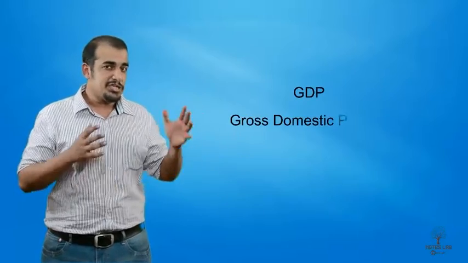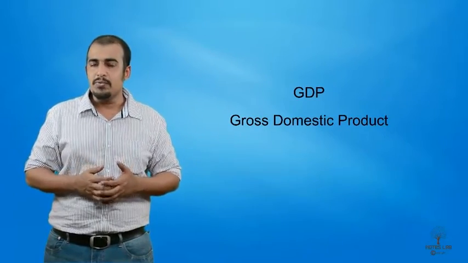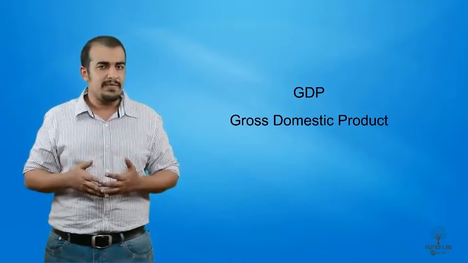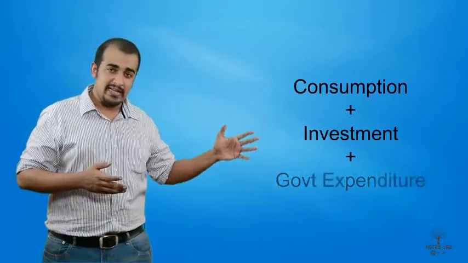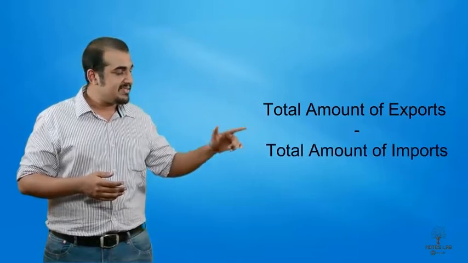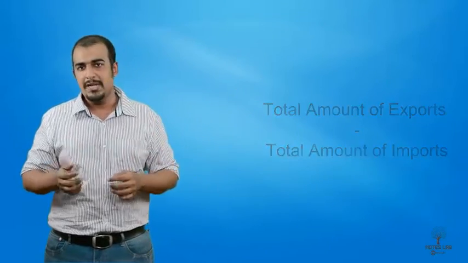You've all heard of this term, that is GDP. GDP refers to the sum total value of all the goods and services that are manufactured in a country. Now, that might sound quite complicated, but it's not so complicated because the formula is quite easy to remember. GDP can be calculated by taking the consumption, the investment, the government expenditure, plus the exports of a country minus the imports of a country will give you the GDP value.